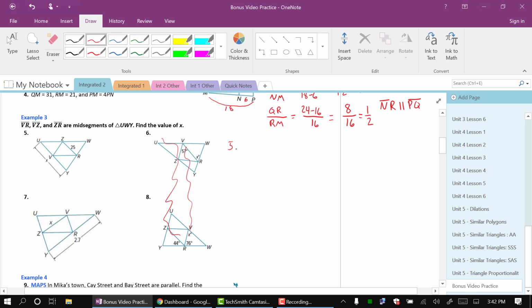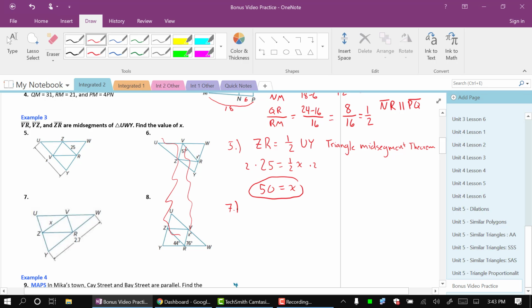So come over here, 5. So using the triangle mid-segment theorem, ZR equals 1/2 UY. Again, this is the triangle mid-segment theorem. So plug in what we know. We know ZR is 25. We're trying to find UY. So this equals 1/2 X. To undo this, I'm going to multiply both sides by 2. So I get 50 equals X.